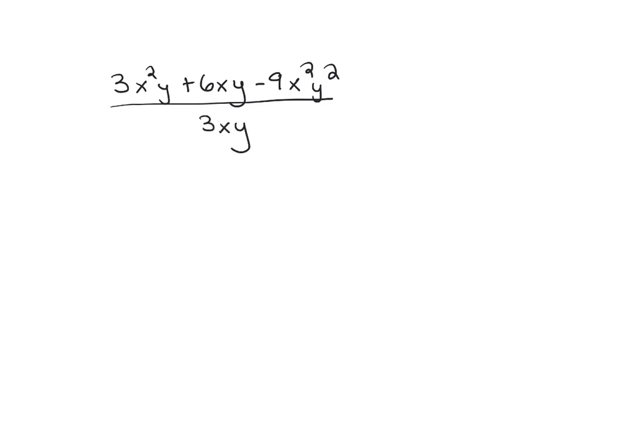Okay, and now I'm just going to do 3 examples of what it looks like when we're taking a polynomial and dividing it by a monomial. So first example, 3x squared y plus 6xy minus 9x squared y squared. There's my polynomial, and I'm dividing it by a single monomial, 3xy.